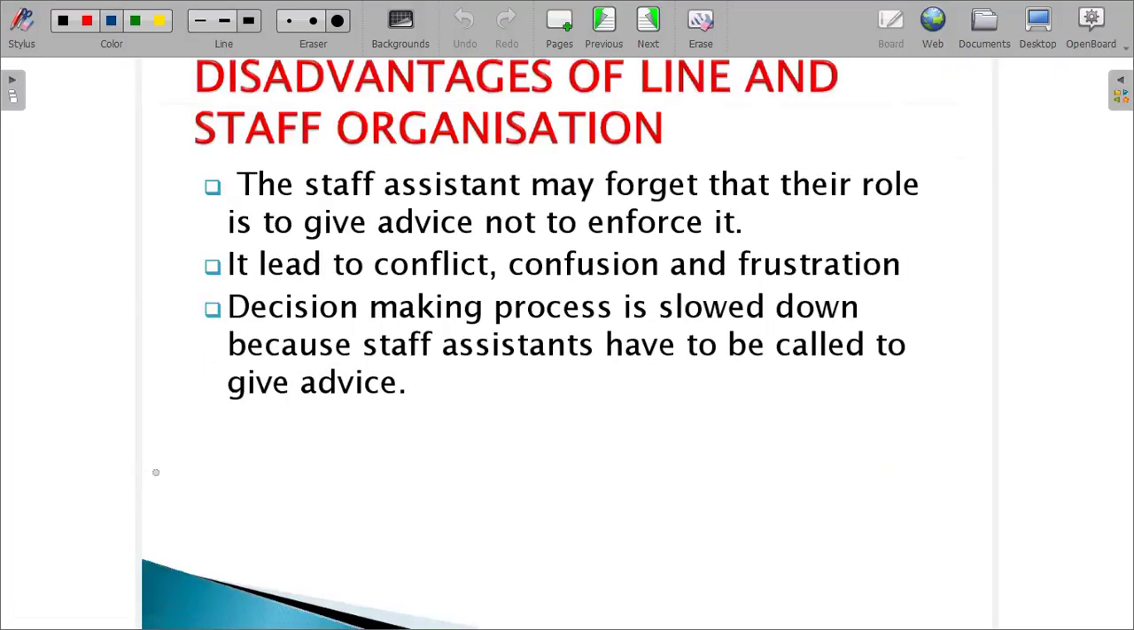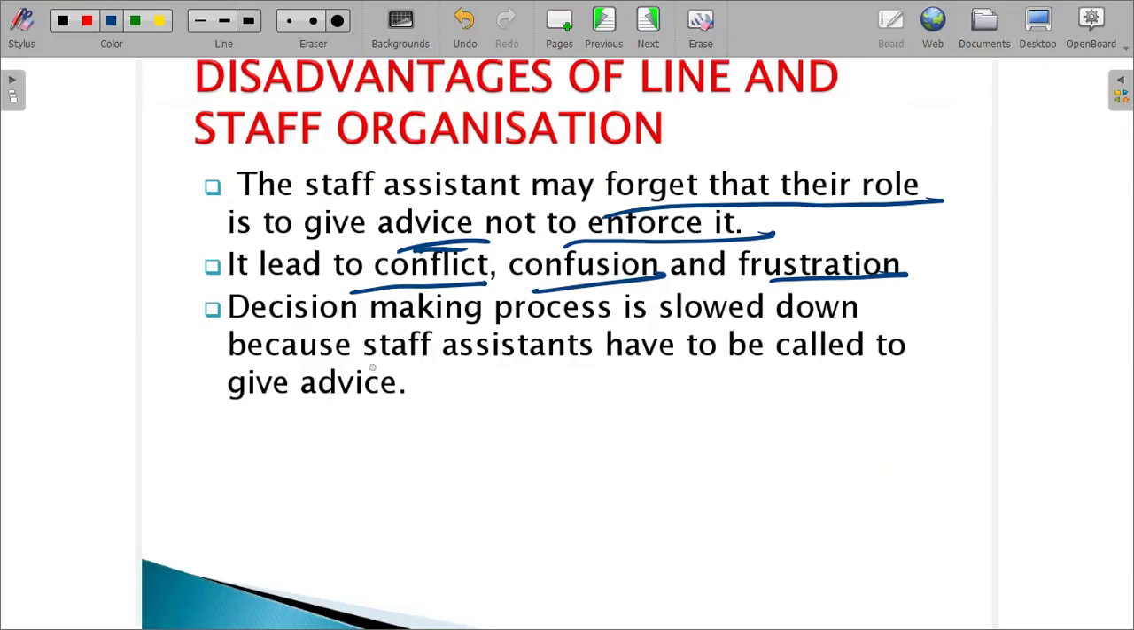Let's move on to the disadvantages of line and staff management. You can find that staff assistants may forget their role. Their role is just to give advice. But they might want to enforce it. So this might result in conflict, confusion, and frustration within the organization.